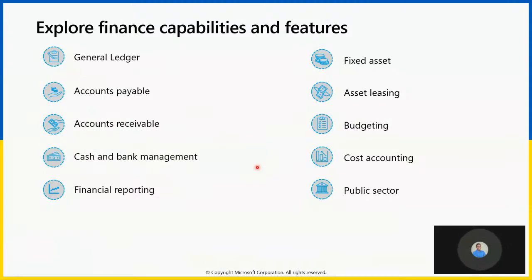So when it comes to finance, I mentioned some of those modules earlier. We have the general ledger module, the account payable, the receivable, the cash and bank management, the financial reporting, fixed assets, asset leasing, budgeting, cost accounting, public sectors. So all of these are modules that we have on the system, and each of these modules has different things that they can help us achieve on the ERP.